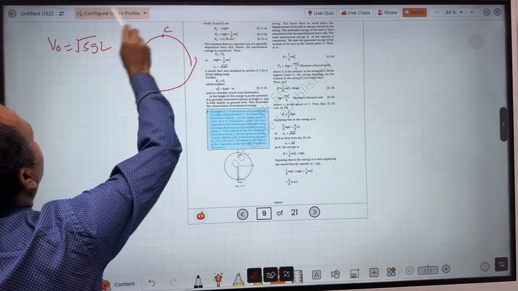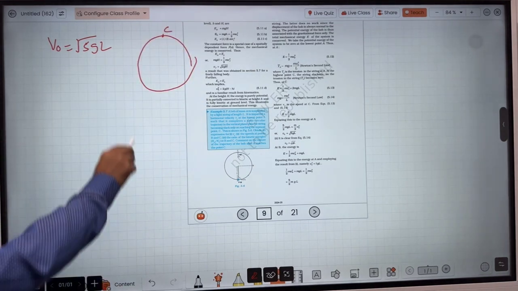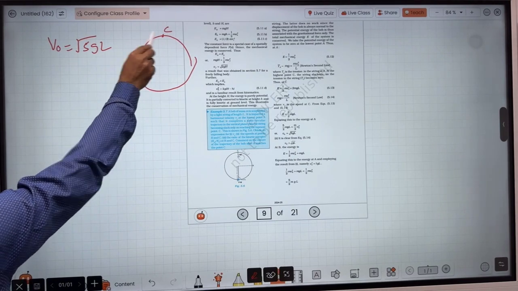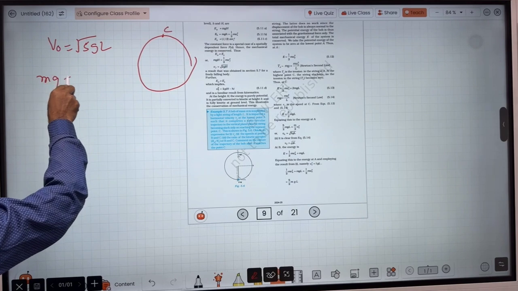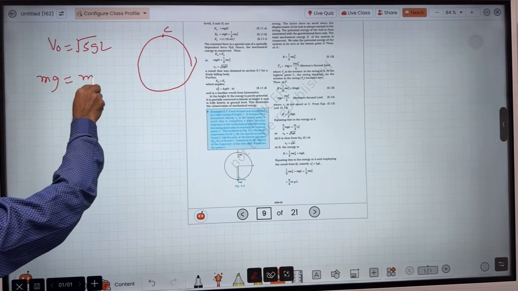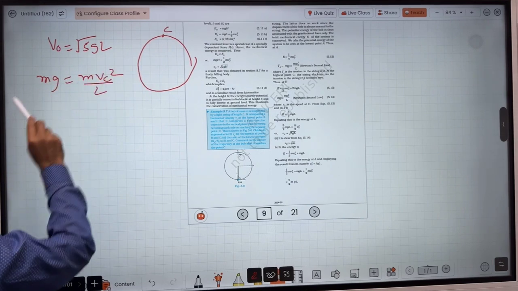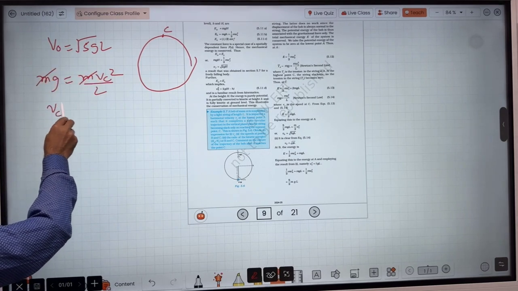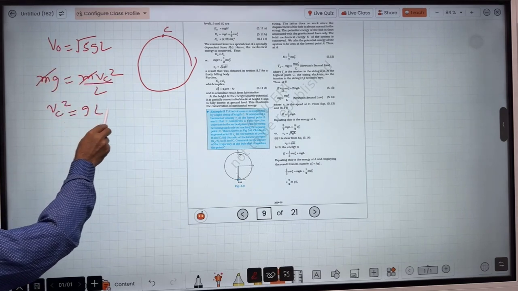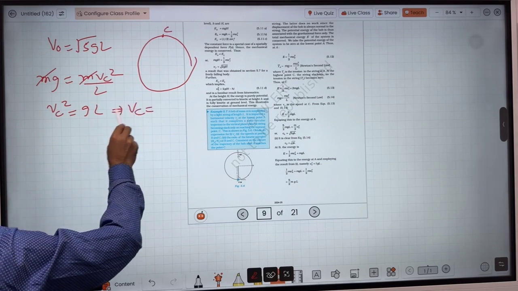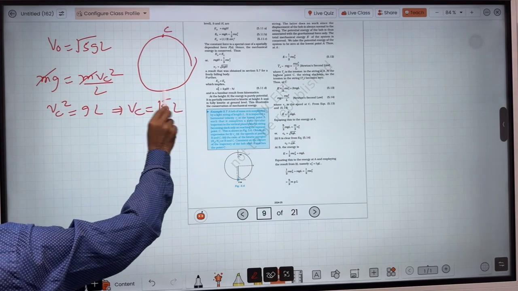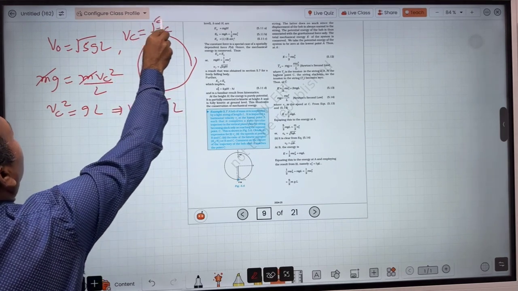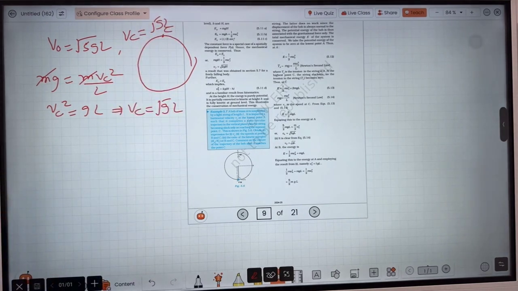Now we have to find out what is the velocity at point C. We have seen that there is no tension, which means mg must be equal to m vc square upon L. From here we get vc square equal to gL, or vc equal to root gL. So we have found velocity at point C as root gL. I think there is no doubt.